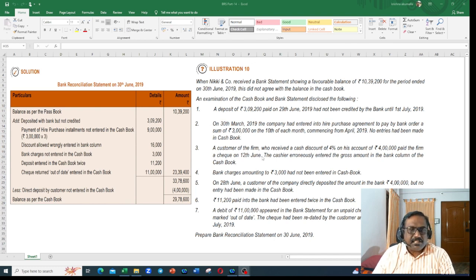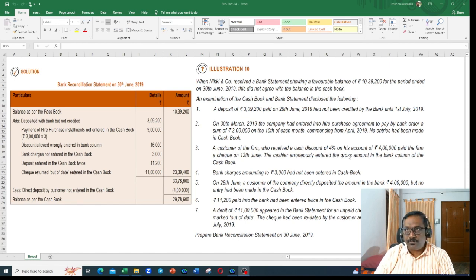Next, a customer of the firm who received a cash discount of 4% on his account of 4 lakhs paid the firm a check on 12th June. The cashier erroneously entered the gross amount in the bank column of the cash book. Gross amount he entered. What amount is he supposed to enter? 4 lakhs into 4% discount. How much will it come? 16,000 discount. So he has to reduce the 16,000.